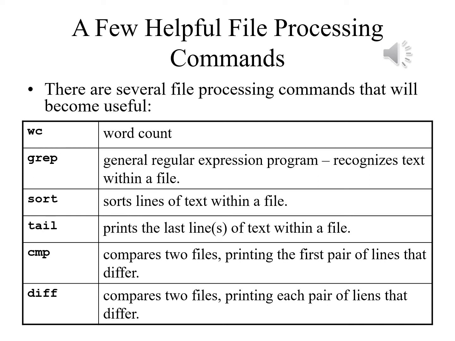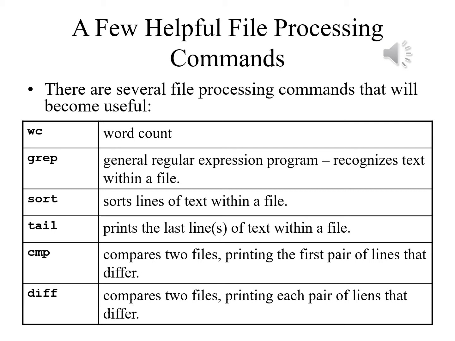WC stands for word count, but it actually counts characters, words, and lines of text. It assumes that a word is any character sequence not separated by whitespace. And of course, whitespace refers to blanks, tabs, and new lines. grep stands for General Regular Expression Programs. It will recognize specified text and only print the lines that contain that text.